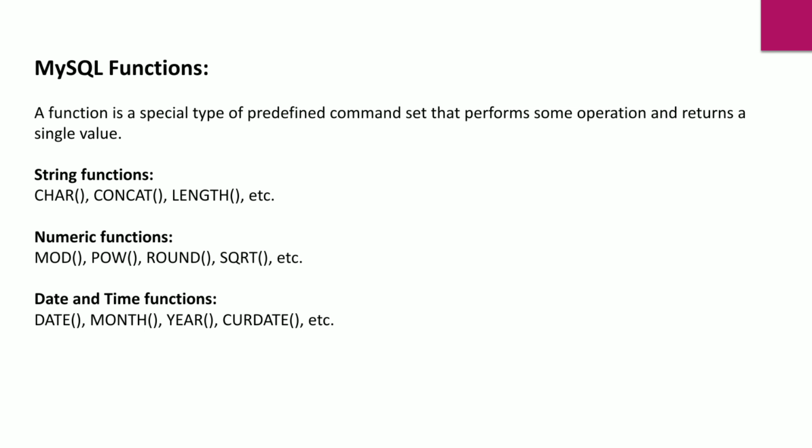Date and time functions. The date function extracts the date part of the date or the date time expression. Month shows the month. Then year shows the year. If you want to return the current date and time of the system, then you can use the sysdate function. Various functions are given in your book. You can take the reference of those functions.